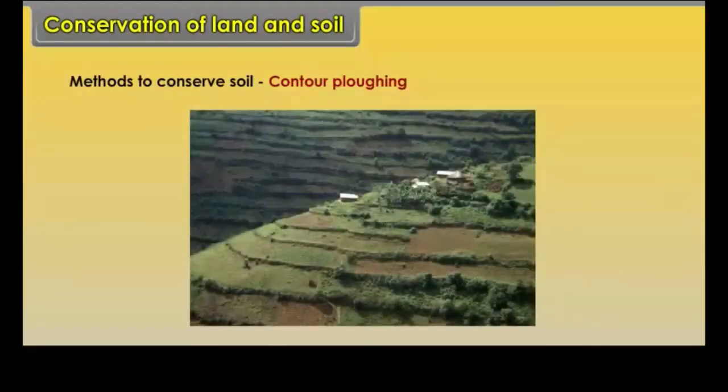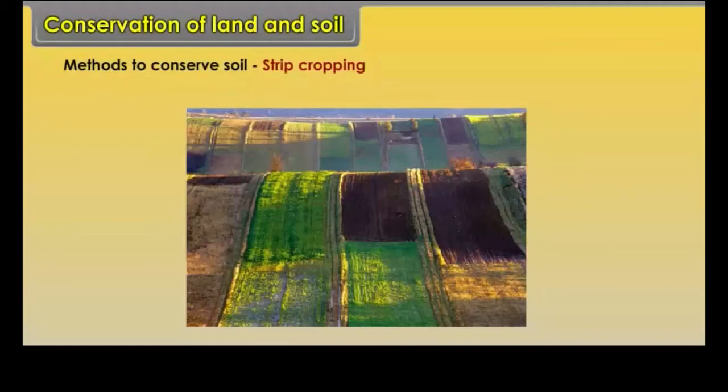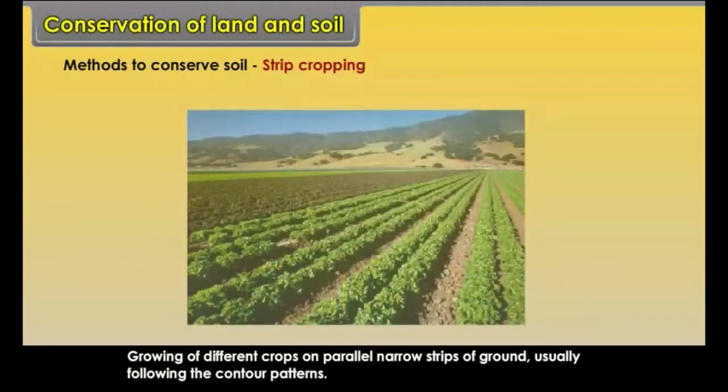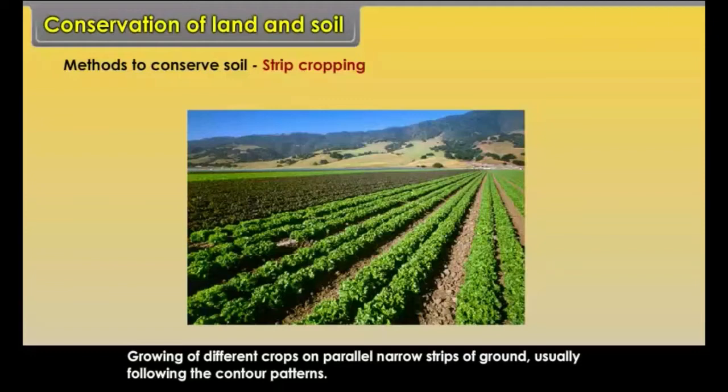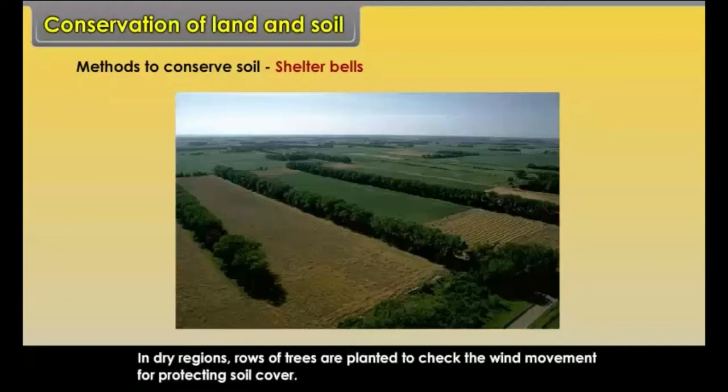Contour plowing. This is the technique of plowing parallel to the contours of a hill slope rather than up and down the slope, so as to reduce soil erosion. Strip cropping. Growing of different crops on parallel narrow strips of ground, usually following the contour patterns. Shelter belts. In dry regions, rows of trees are planted to check the wind movement for protecting soil cover.